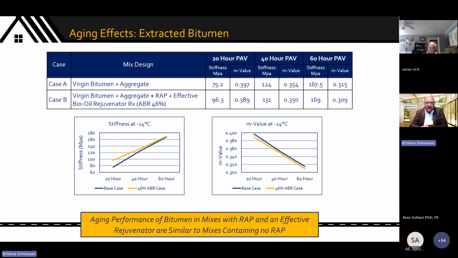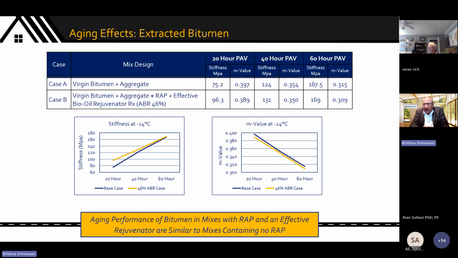Again, this is a 46% ABR mix. It's quite a common threshold. Anywhere from 40 to 50 is quite a common threshold. Few people do 60, rarely above that. So just to drop it out there. So you make these 2 mixes, one with no RAP and the other with RAP plus rejuvenator.